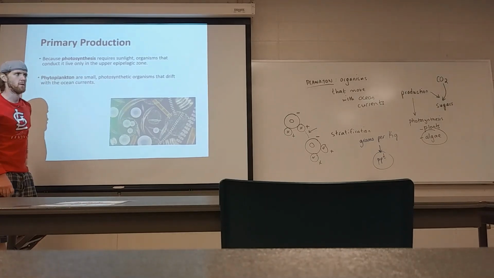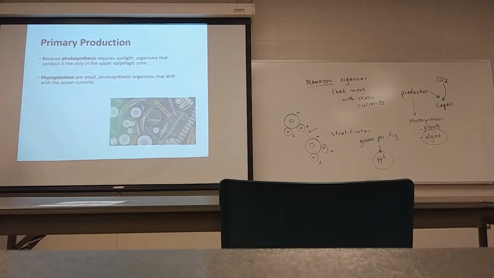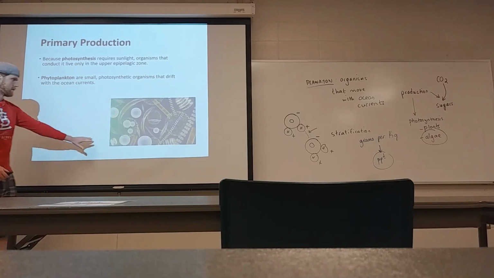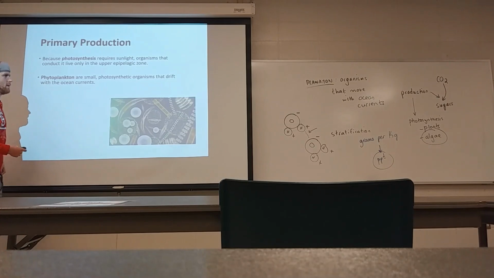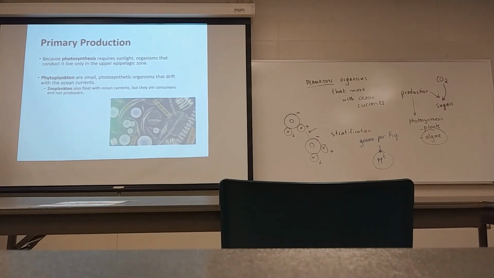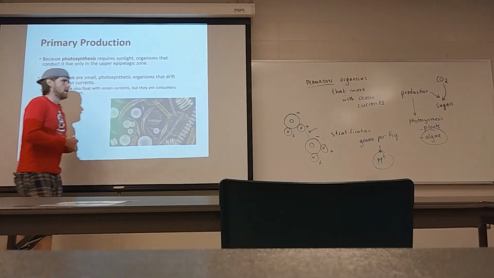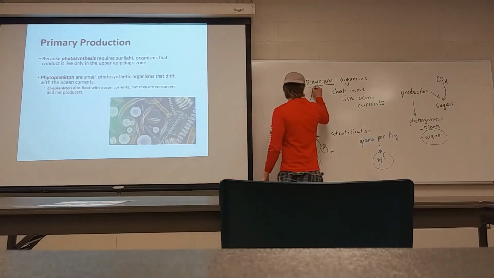They make their own food using the sun's energy. So here's a picture of some of them. They're small, but they have the mechanisms needed to produce sugars using the sun's energy. There's also predators that float with them, that eat them. They're called zooplankton. These are going to be plankton that are consumers.